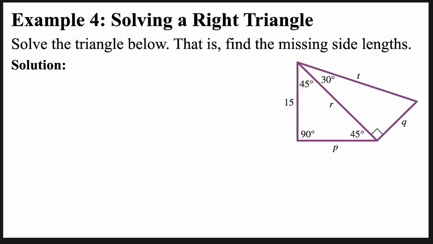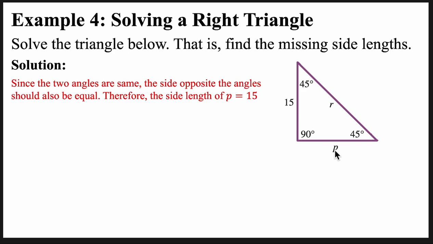All right, let's look at this example. We want to find the missing side length of each triangle. So first, we're going to focus on the bottom triangle. What you notice here is that the measure of the two angles are the same, and therefore the sides opposite of the angles should be equal. Since the measure opposite of this 45 is 15, the measure across that angle should be 15 as well. So we know automatically that P should be 15 units long.